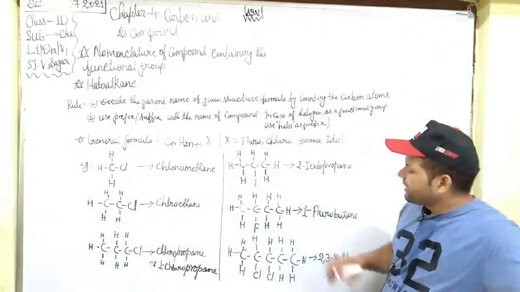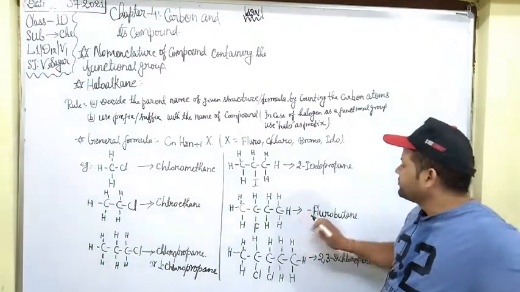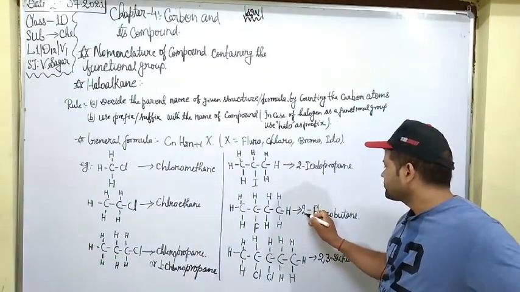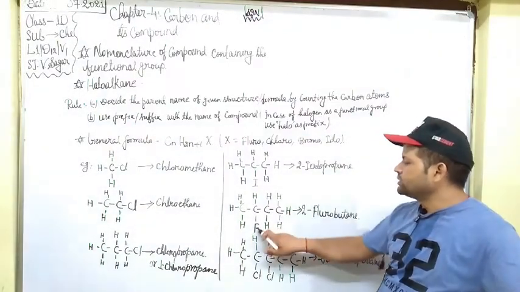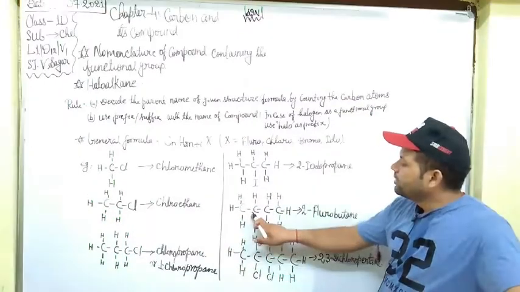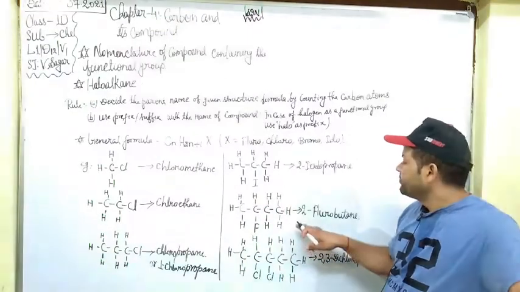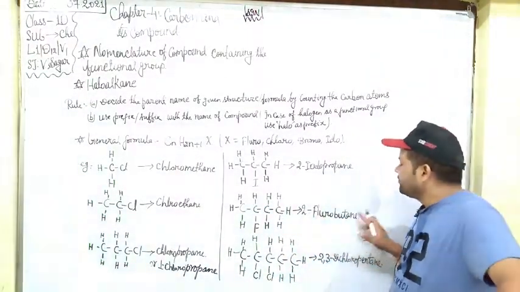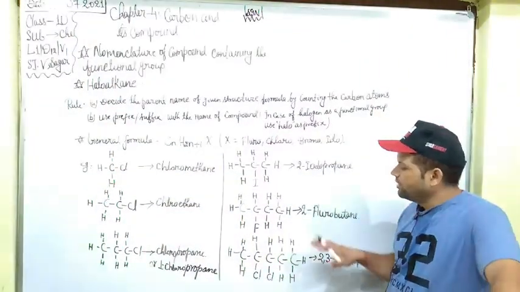In the same way, what is the name of this compound? 1, 2, 3, 4. Look clearly: fluorine is present on the second position. That's why its name will be 2-fluorobutane. 2-fluorobutane.